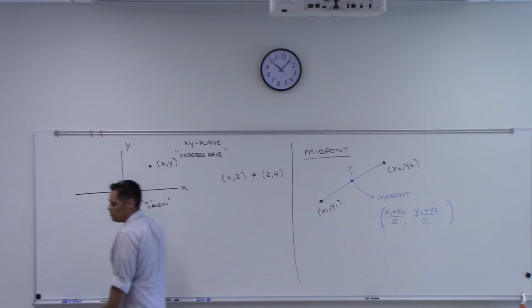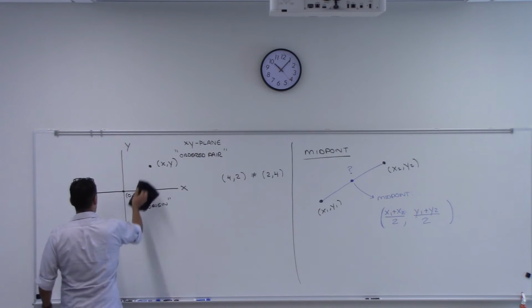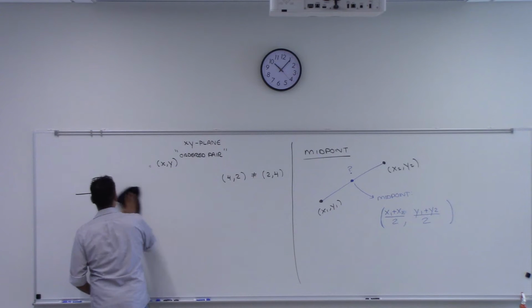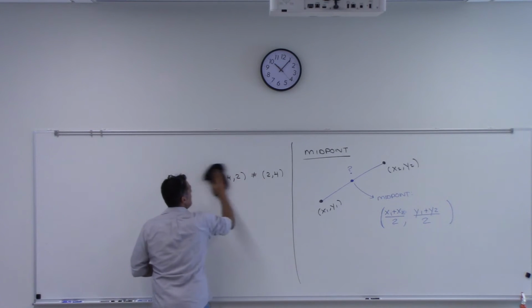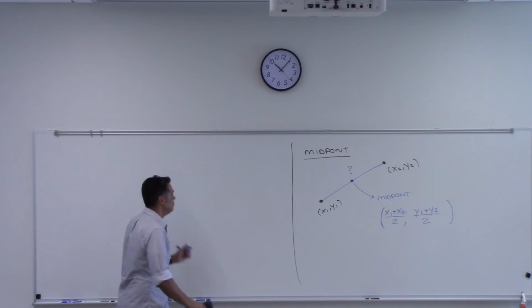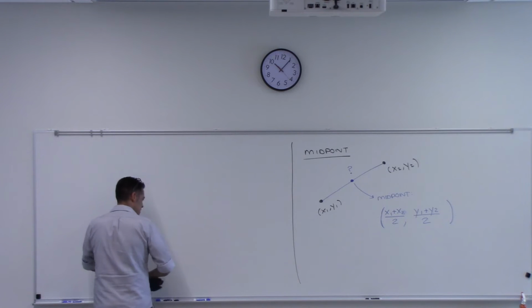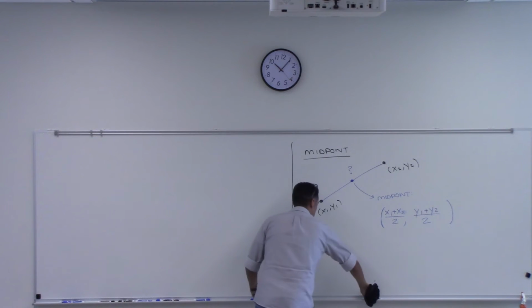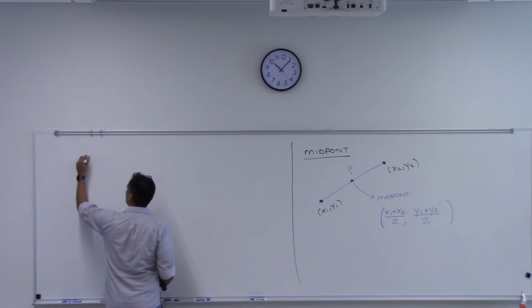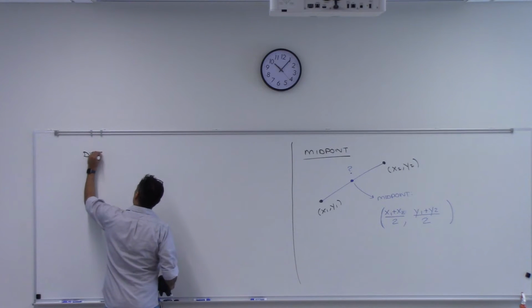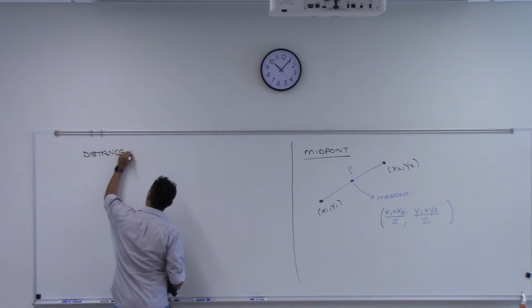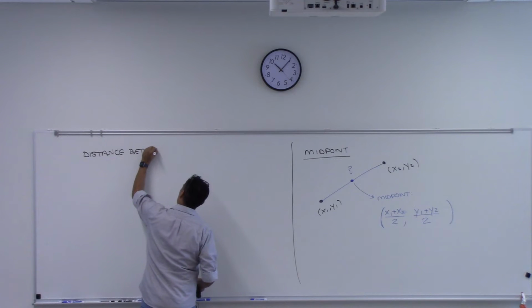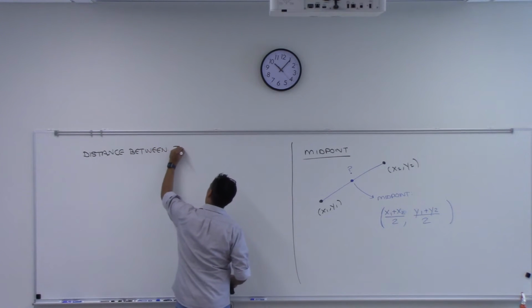Okay, next thing I want you to be able to do. What about if I give you 2 points? Can you find the distance between the 2? Okay, distance between the 2 points. Now there's a formula, right? Sure there is. The distance between 2 points.